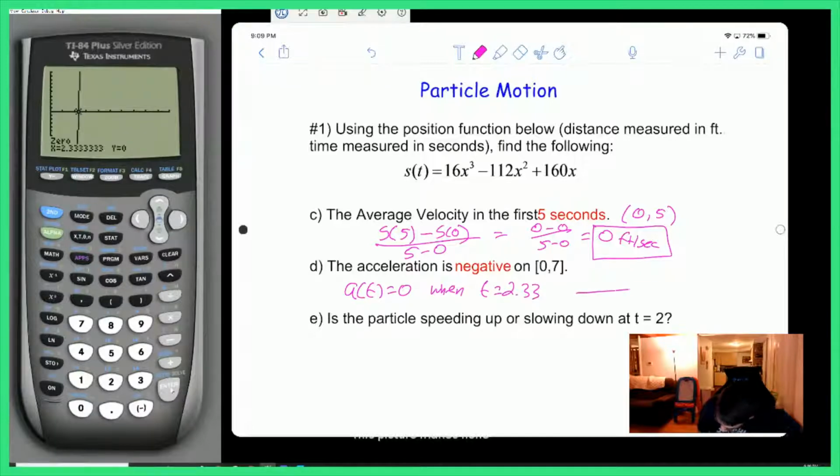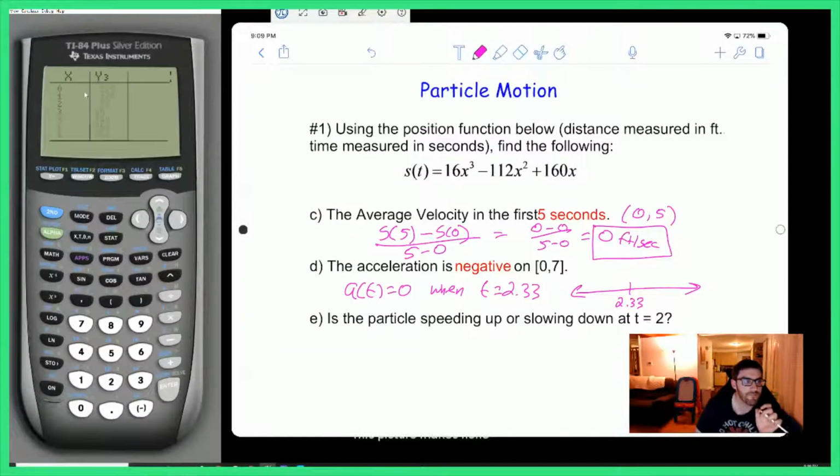So if I make a sign chart for acceleration, at 2.33 it's going to change. We already know it's going to change from negative to positive, because from 0 to 2 it's negative, and from 2 to infinity it's positive. So it asked me, when is the acceleration negative on 0 to 7? The answer is between 0 and 2.33. It's notable to add that we're not going to negative infinity here. We would stop at 0 because time can't be negative. So I would say the answer is, I'll put it right down here, the acceleration is negative. You know what? I'll just erase this part.